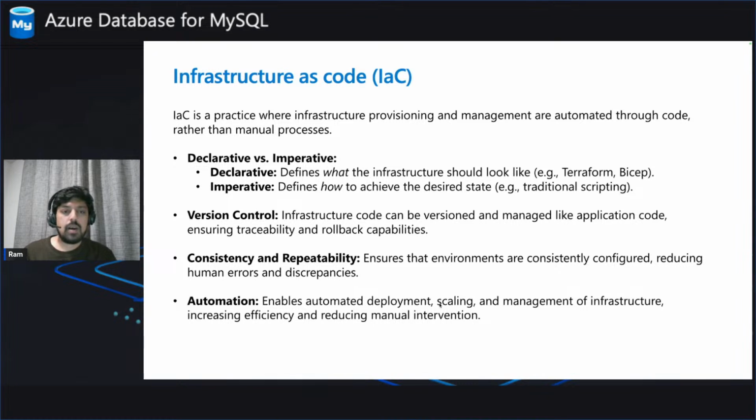And the last advantage is automation. Obviously, when you have everything as code, you can write automations using GitHub Actions, Jenkins. There are several tools available which can automate the deployment of this code, manage the scaling, manage all the infrastructure, have efficient cost, and reduce manual intervention from humans. So these are all the advantages of infrastructure as code. Next slide.